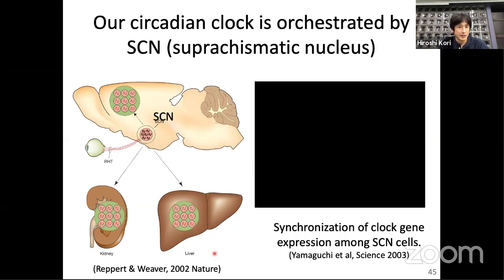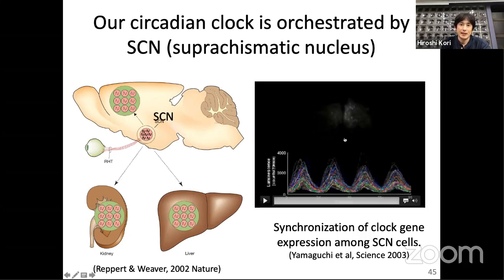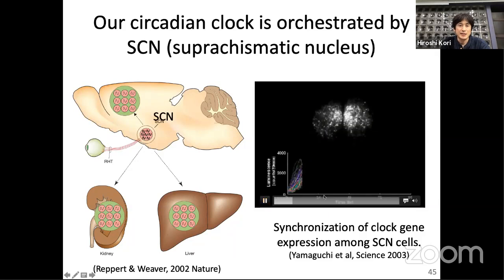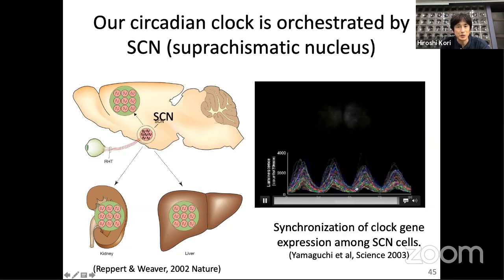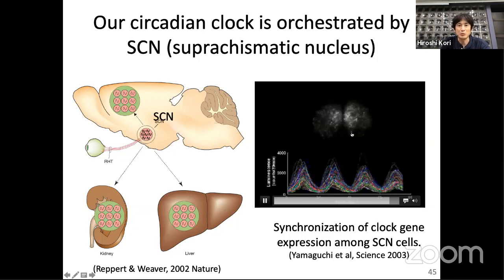Also, here I show a movie. This movie shows each neuron's genetic activity, visualized using bioluminescence. And you can see clear synchrony across the tissue. You can see the period is about 24 hours, and nicely synchronized oscillations for long, at least in this experiment, 4 days. You can also see a large phase distribution in this synchronized state. You can see the earlier phases and the delayed phases. This is actually an important property. I will come to this point later.